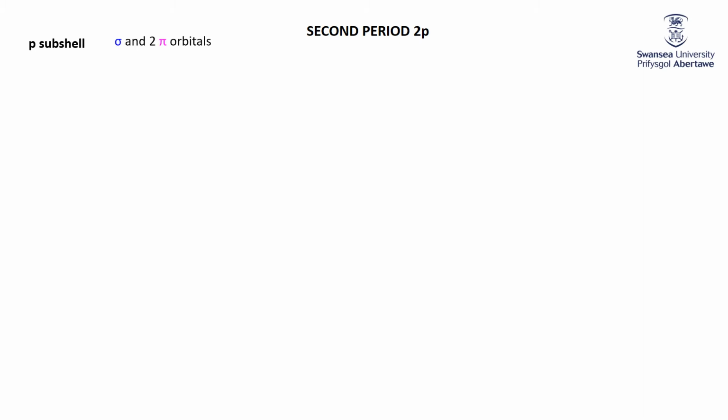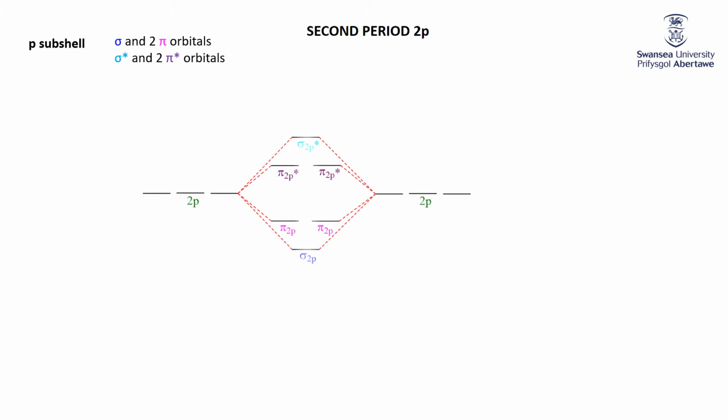When we have a p subshell, we have a sigma and 2 pi bonding orbitals, and the corresponding sigma star and 2 pi star antibonding orbitals. Now when we put all those together, we get a little energy diagram that looks like this. The 2p electrons, whether it's px, py, or pz, are of course degenerate, those p orbitals, but then when they overlap, we lose the degeneracy.